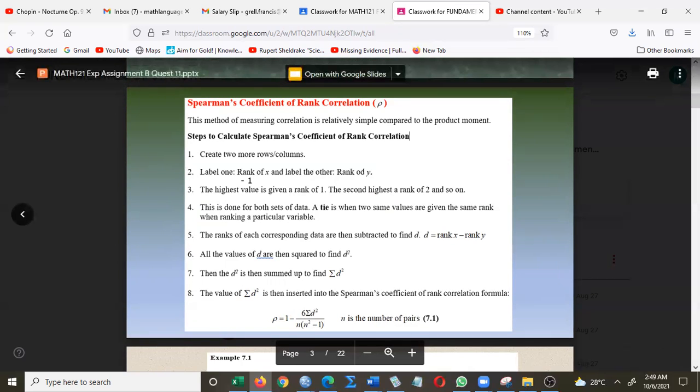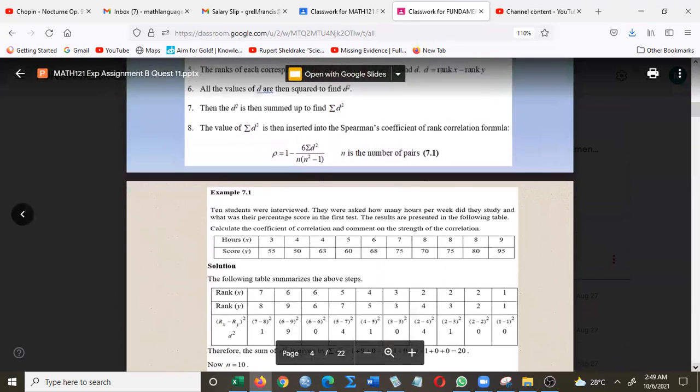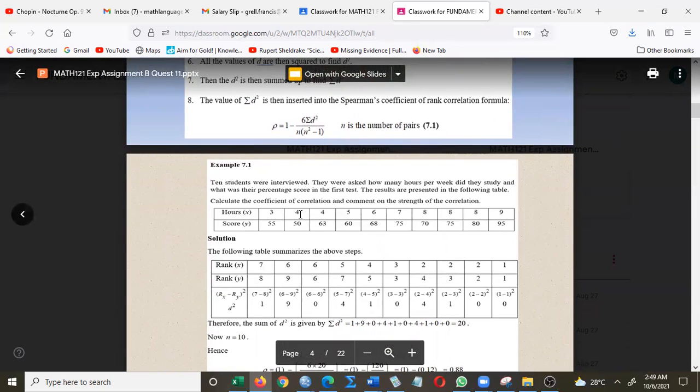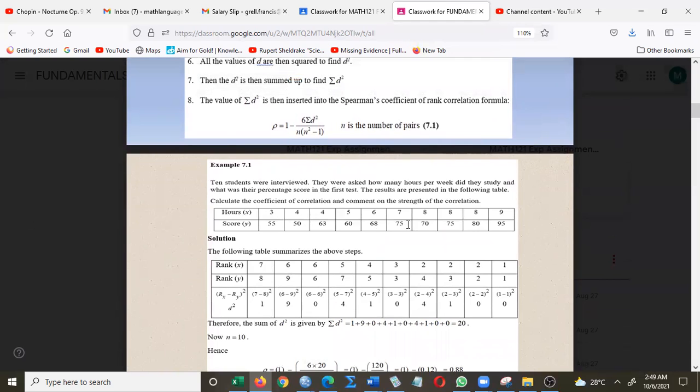So here's an example, 7.1, as to how this is done. 10 students were interviewed. So N here is 10 pairs of values. The hours spent studying and the score was recorded. So one person, for example, said they studied for 3 hours and they got 55%. One said they studied for 9 hours and they got 95%, and so forth. So N is 10 because two variables were measured. Two data were taken from each of the 10 individuals, the hours and the score, to see how hours affect score, the relationship between the two.